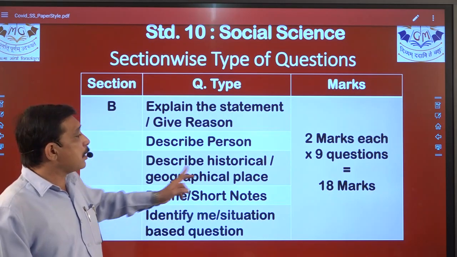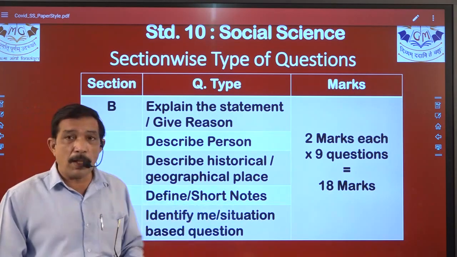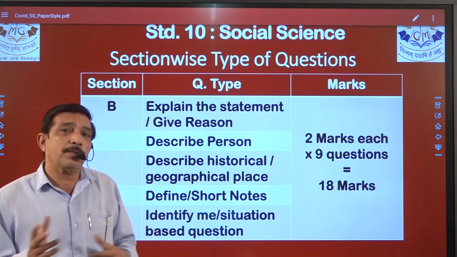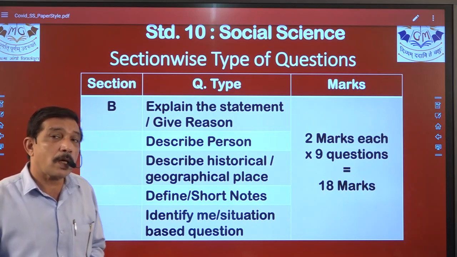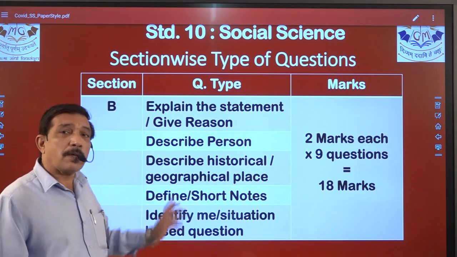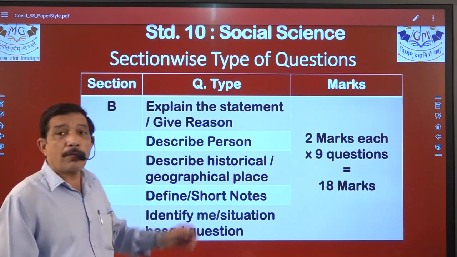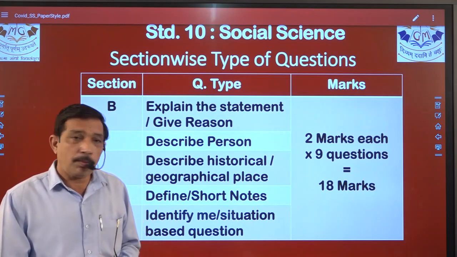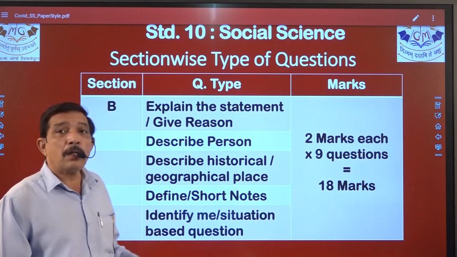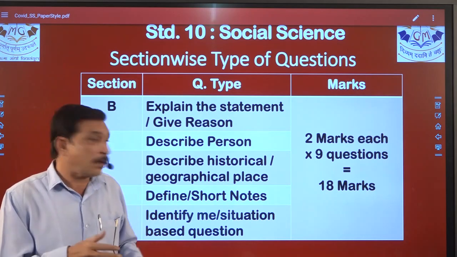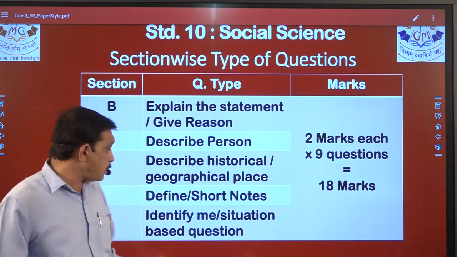So that way, describe a historical place or geographical place. For example, chapter number 6 has vivid description of lots of historical places, monuments, etc. in India. So describe a historical place, can be a short question asked. A geographical place, yes, we have lots of places all over India which can be asked. Now define the following. 1 or 2 definitions may be asked, or some short notes may be asked.